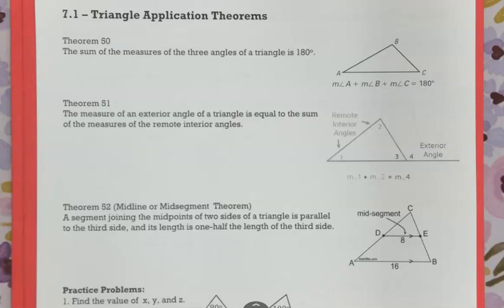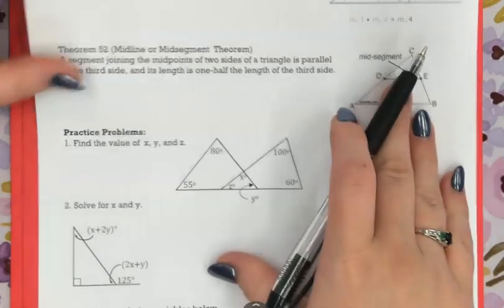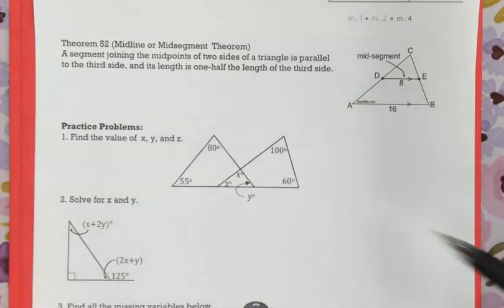So the first one, theorem 50, you should be very familiar with at this point. The sum of the measures of the 3 angles in a triangle is always going to be 180. You've been doing this since the beginning of the school year, so maybe just to think about it in a little more challenging sort of way, if I have this diagram with 2 overlapping triangles, how would I find x, y, and z? Now, if you're one of those people that likes to find x first, you are going to be disappointed here because you have to find x last, unfortunately.